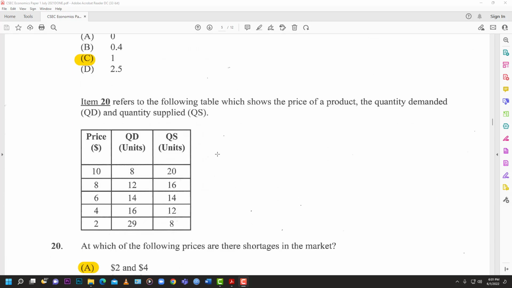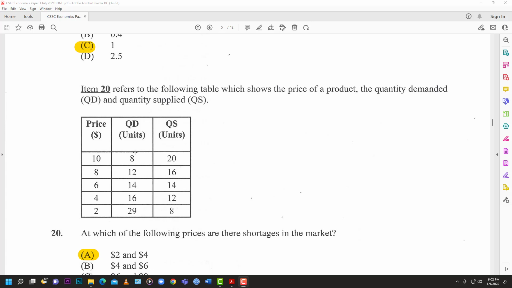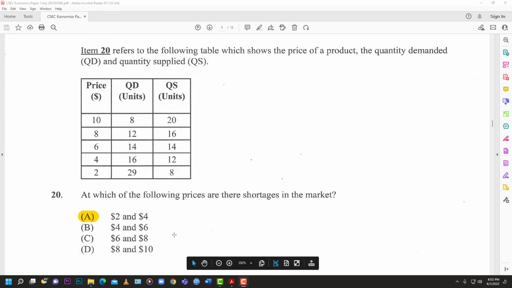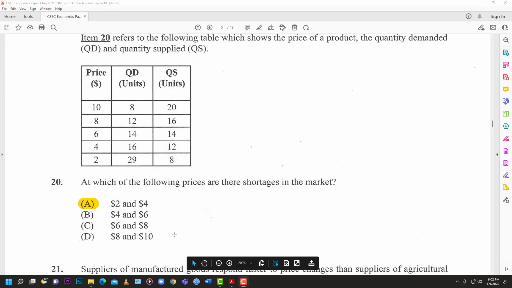Number 20 refers to the following table, which shows the price of a product, the quantity demanded, and the quantity supplied. So we're looking at a market in equilibrium, but from a schedule, right? So here we go. At which of the following prices are there shortages in the market? And of course, a shortage means that demand outstrips supply.